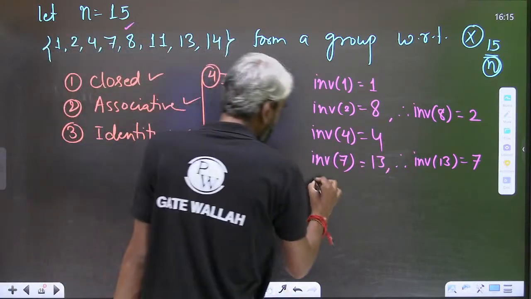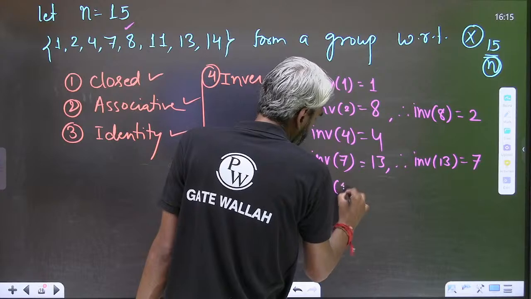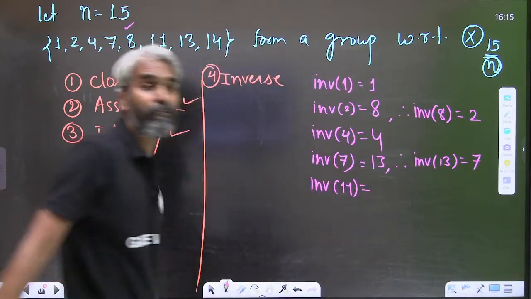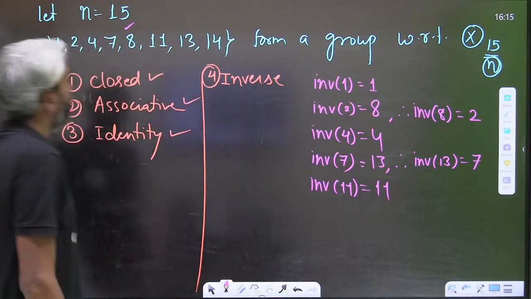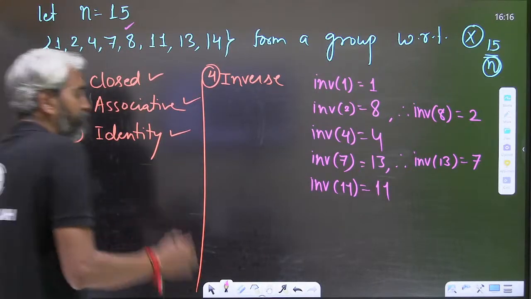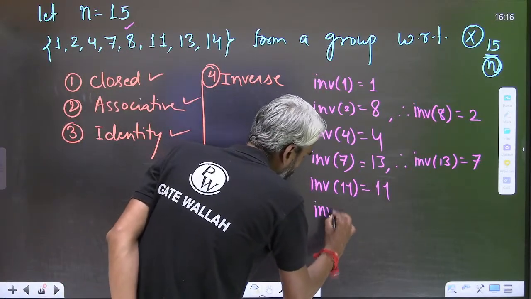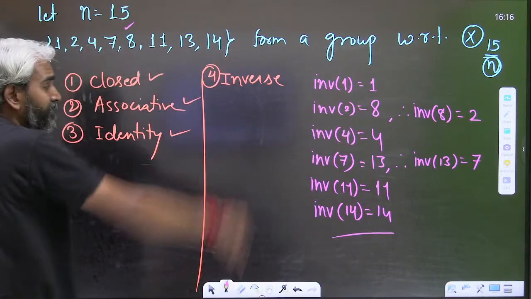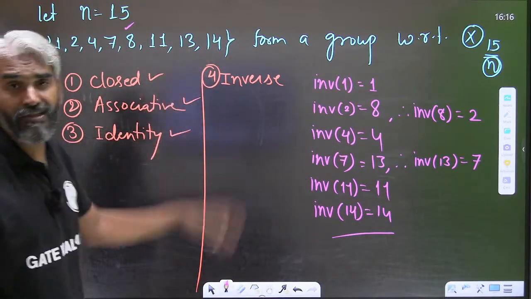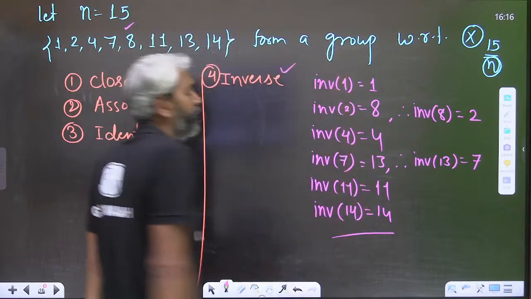Inverse of 11. So what will be inverse of 11? 11 into 11 is 121. Divide by 15, the remainder will be 1. So inverse of 11 will be 11. The inverse of 13 we already know. Inverse of 14 will be 14. So inverse exists for every element of the set within the set itself. That is, inverse is present for every element.